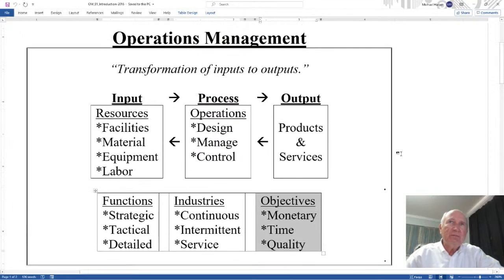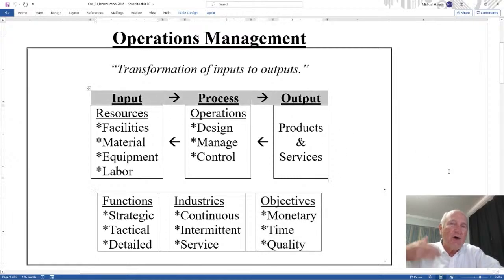Okay, this is the big picture. This is the overall input-output process that we'll see over and over again throughout this course. As a matter of fact, I'll repeat the input-output process as we go through every topic. Okay, that's the big picture.